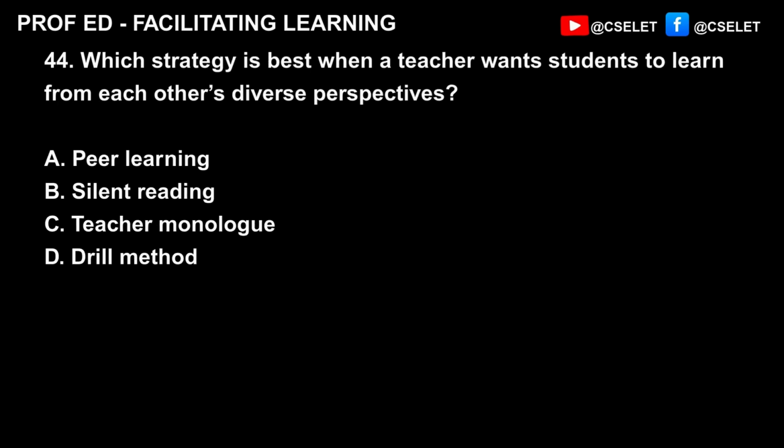Which strategy is best when a teacher wants students to learn from each other's diverse perspectives? A. Peer learning. B. Silent reading. C. Teacher monologue. D. Drill method.